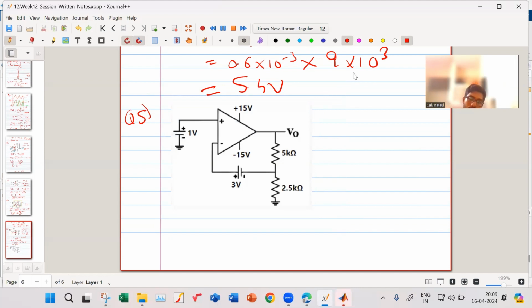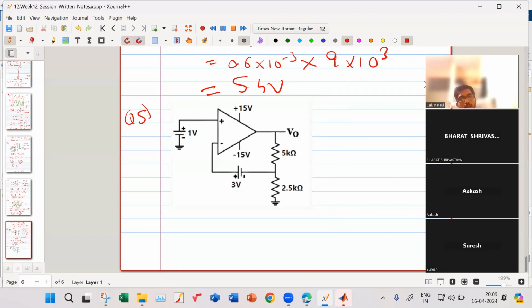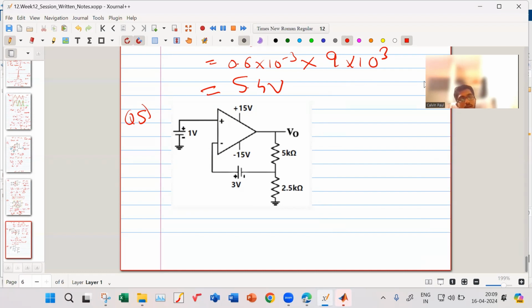There is a potential divider over there, right? V0 into 2.5 by 7.5. So if we know the voltage across 2.5K, then it is easy for us, potential divider, right? So the negative terminal is 1 volt, 1 volt minus 3 volt, so it will be minus 2 volt across 2.5K. I know it is V0 by 3, right? So V0 by 3 is equal to minus 2 volt. So V0 is equal to minus 6 volt. Yeah, you're on the right track and correct.